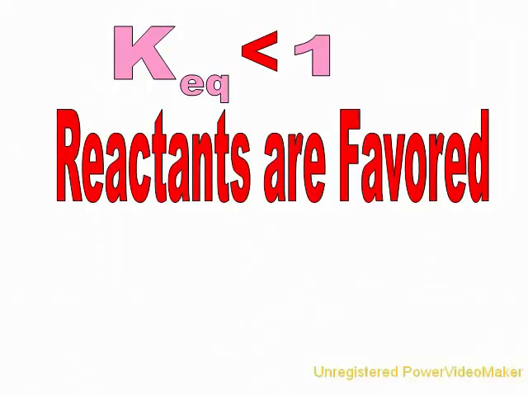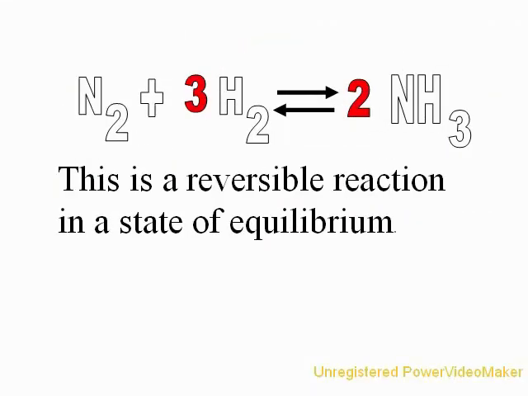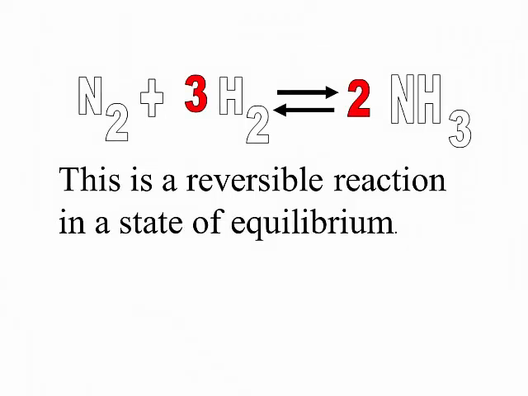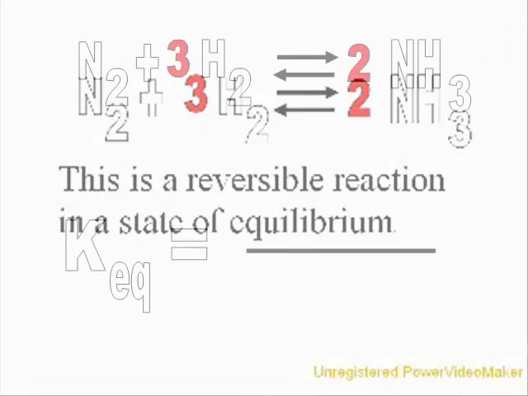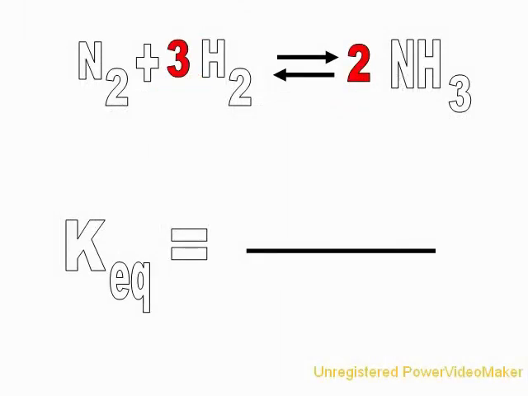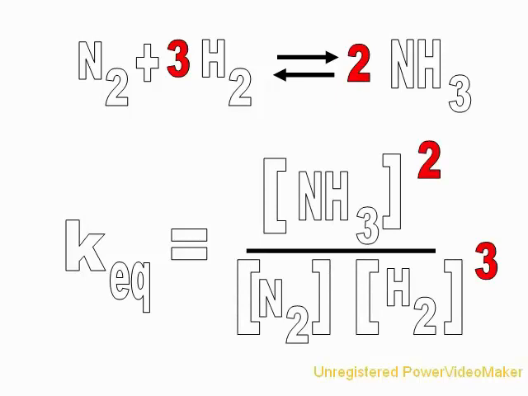So now let's write an equilibrium expression for this reaction between nitrogen and hydrogen gas, which will go through a synthesis reaction to produce ammonia. You can see in this reversible reaction that one nitrogen molecule will react with 3 hydrogen molecules to form 2 molecules of ammonia. Therefore, the equilibrium expression for this reaction will look like the following. The KEQ, or the equilibrium constant, will equal the molar concentration of ammonia raised to the second power divided by the molar concentration of nitrogen times the molar concentration of hydrogen raised to the third power.